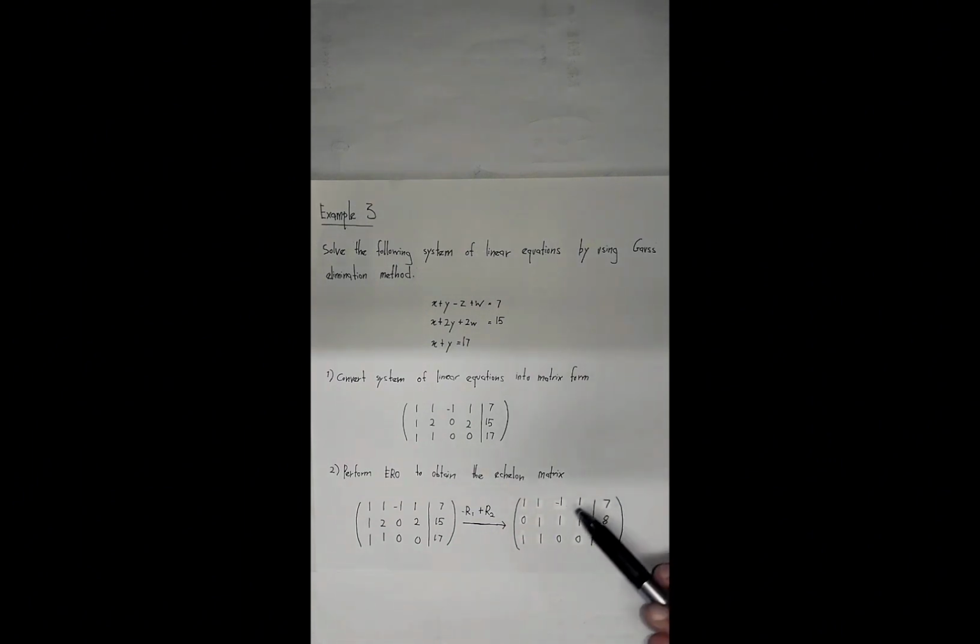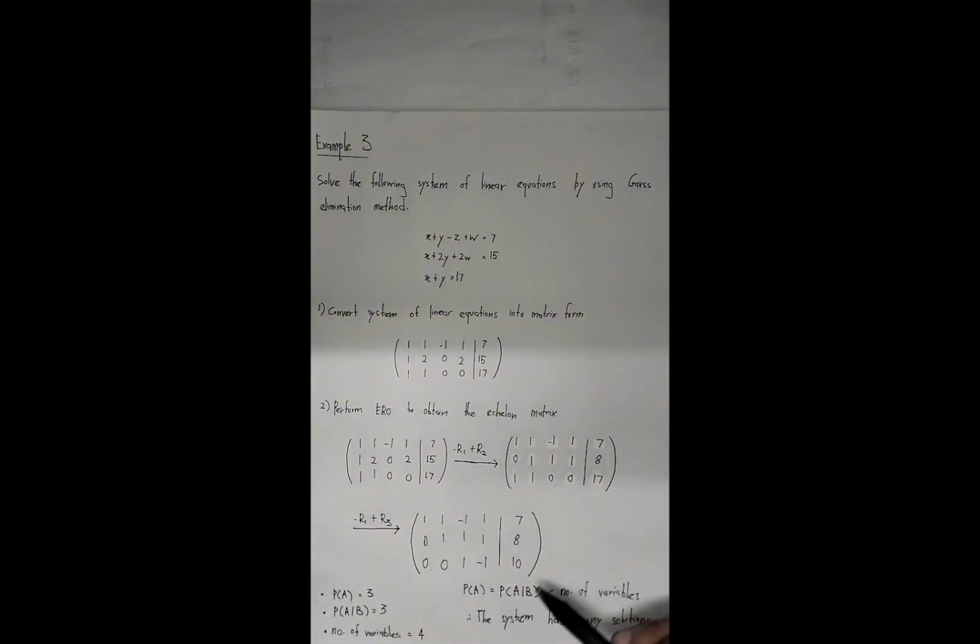And then for the third row, we will need to make these entries below this leading one become 0. So let negative row 1 plus row 3, and this is what we'll get. So basically we have obtained the echelon matrix, and now we can determine the rank of the matrix. So the rank of A is 3 and the rank of AB is 3, and the number of variables, as we can see, is 4.